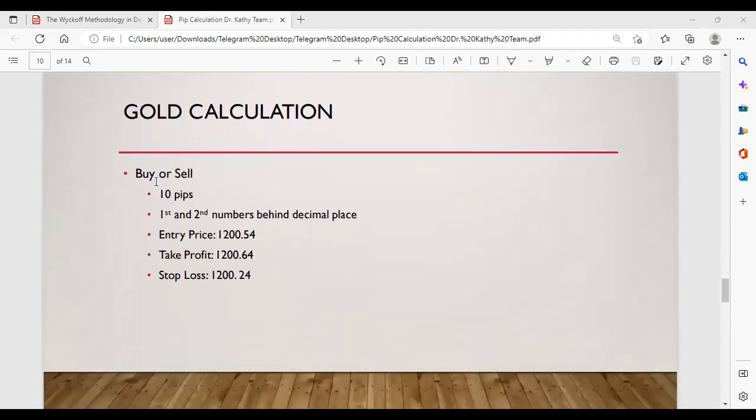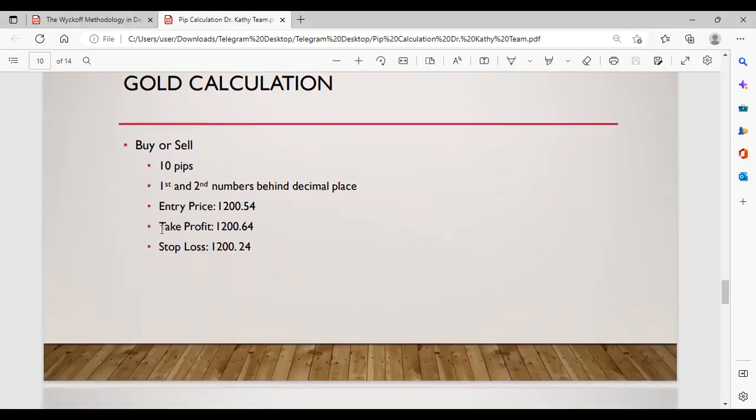Go calculation, buy or sell 10 pips. And the second numbers behind the decimal point, the decimal place, entry price. See, this one is different. Different pairs, different decimal places, different way of calculating pips. So you need to be aware of all these little things, right?